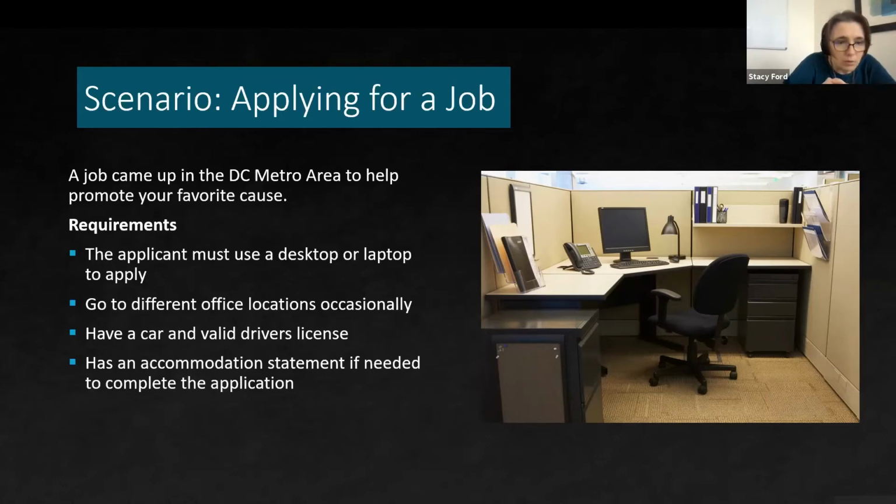The next one is go to a different office location occasionally. So you have to go to different locations. The next one is you have to have a car and a valid driver's license. The next requirement is a statement about accommodations, and if you need to complete the application, to request an accommodation. So what we're going to be looking at is two different buckets. What kind of things are inclusive? What kind of things are not inclusive? And then how can we make those things that are not inclusive, inclusive?